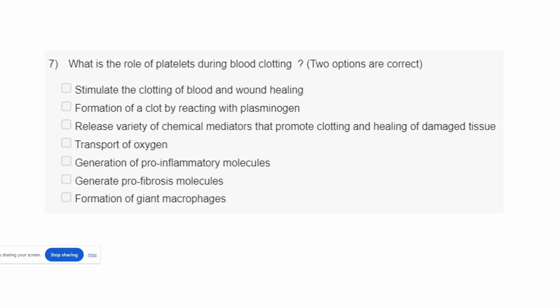Okay, here is the next question. What is the role of platelets during blood clotting?